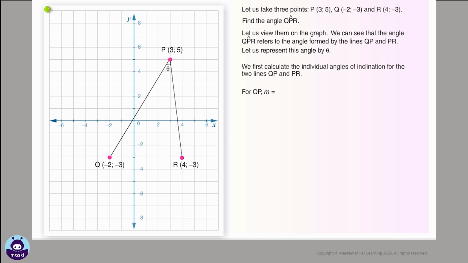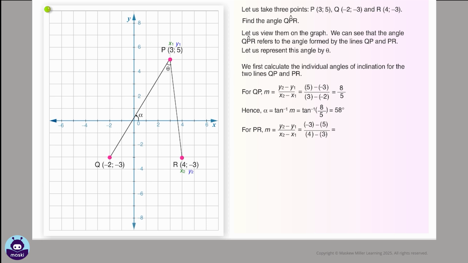For QP, m is equal to (y2 minus y1) all over (x2 minus x1), which equals (5 minus negative 3) over (3 minus negative 2), which is equal to 8 over 5. Hence alpha is equal to tan inverse m, which is equal to tan inverse 8 over 5, which is equal to 58 degrees. For PR, m is equal to (y2 minus y1) over (x2 minus x1), which is equal to (negative 3 minus 5) over (4 minus 3), which equals negative 8 over 1. Hence, beta is equal to tan inverse m, which is equal to tan inverse negative 8, which is equal to negative 82.87 degrees.